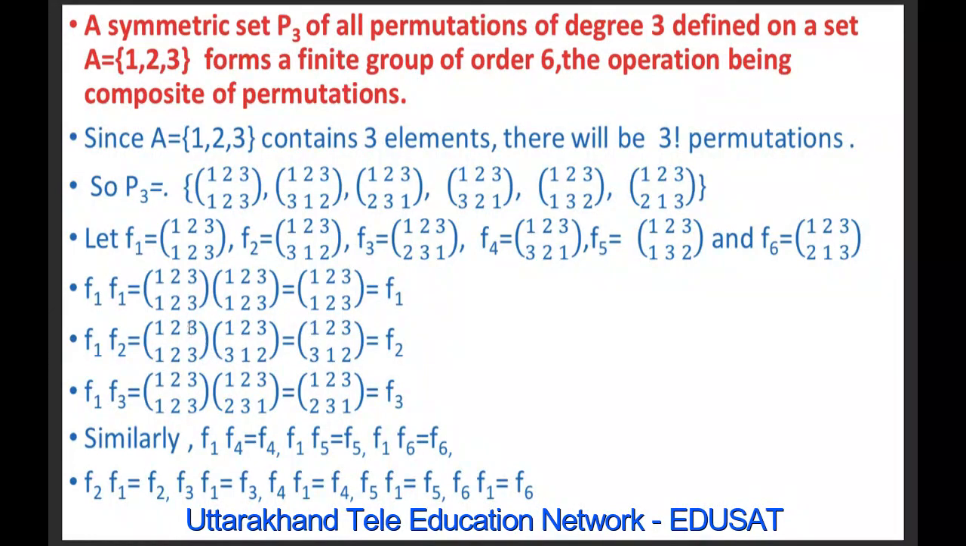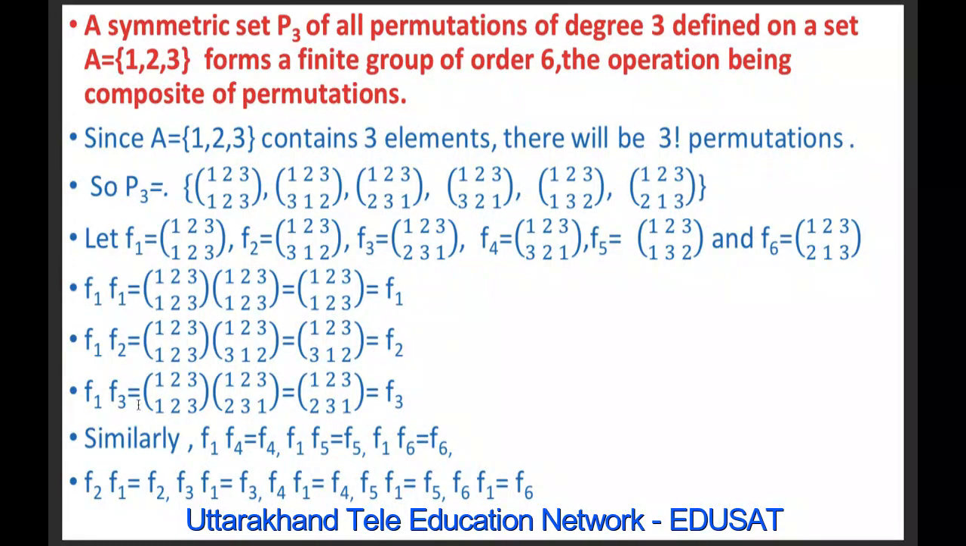Now the image of 2 in F1 is 2 and in F2 the image of 2 is 1. So I have written 2 under 1. The image of 3 in F1 is 3 and in F2 the image of 3 is 2. So I have written 3 and below it 2. So the resulting permutation is 1, 2, 3 in the first row and 3, 1, 2 in the second row, which is equal to F2.